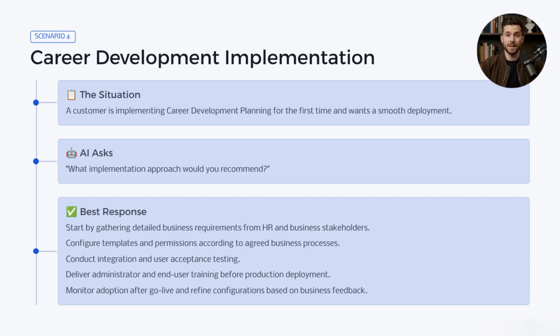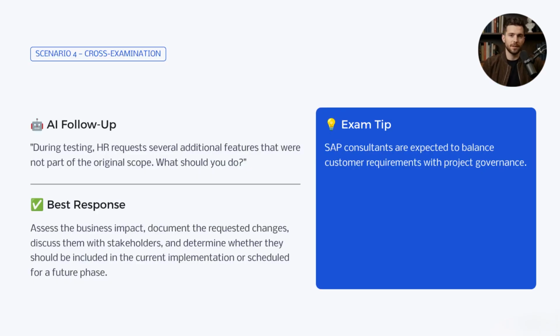Conduct integration and user acceptance testing. Deliver administrator and end-user training before production deployment. Monitor adoption after go-live and refine configurations based on business feedback. Cross-question. During testing, HR requests several additional features that were not part of the original scope. What should you do?